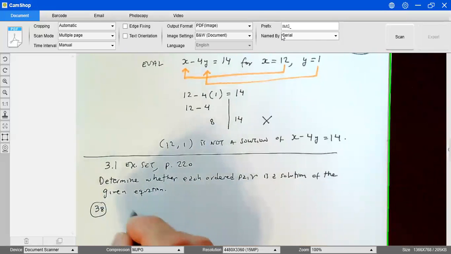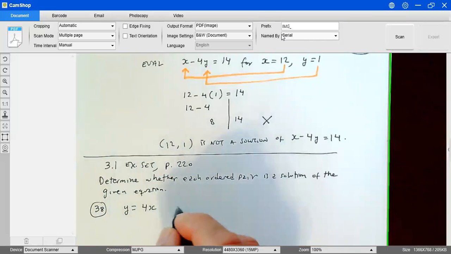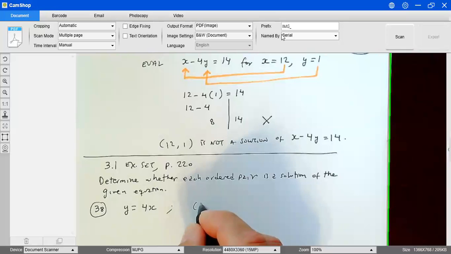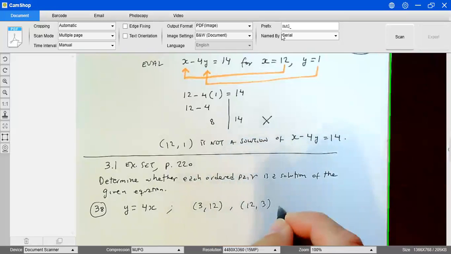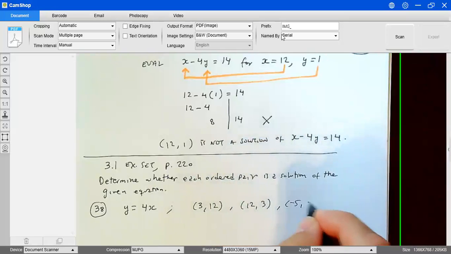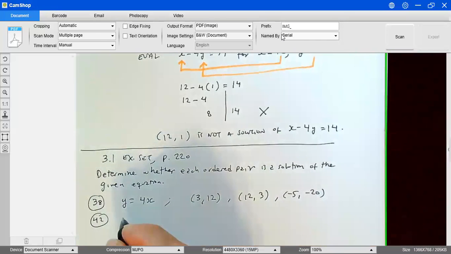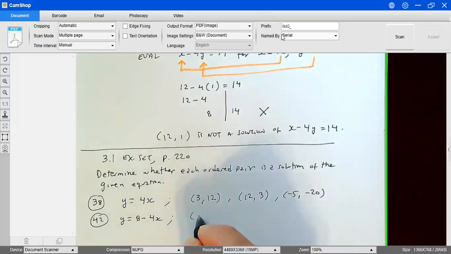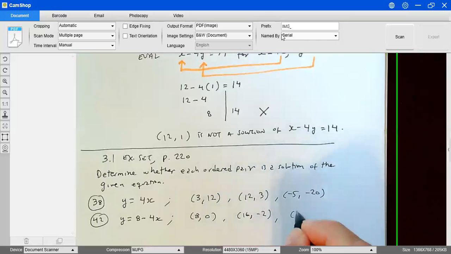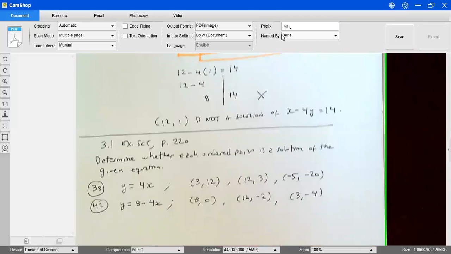Problem 38, the equation is y equals 4x, and you're going to test the following ordered pairs: 3, 12, then you're going to test 12, 3, then you're going to test -5, -20. Then you're going to work problem 42. Problem 42 is y equals a minus 4x. Here you're going to test points 0, 16, then -2, and 3, -4.